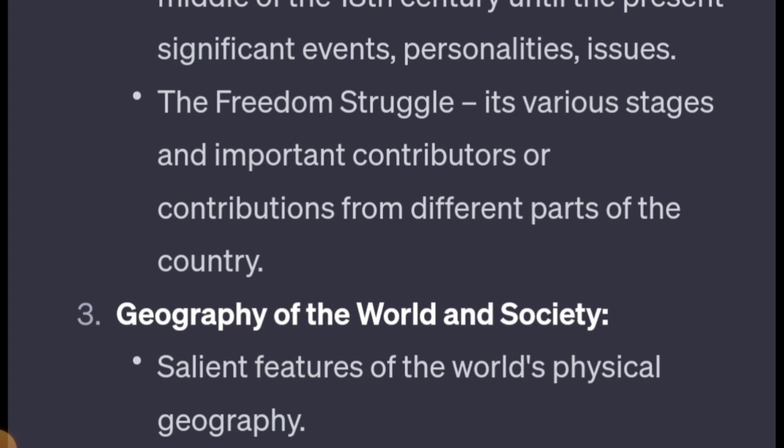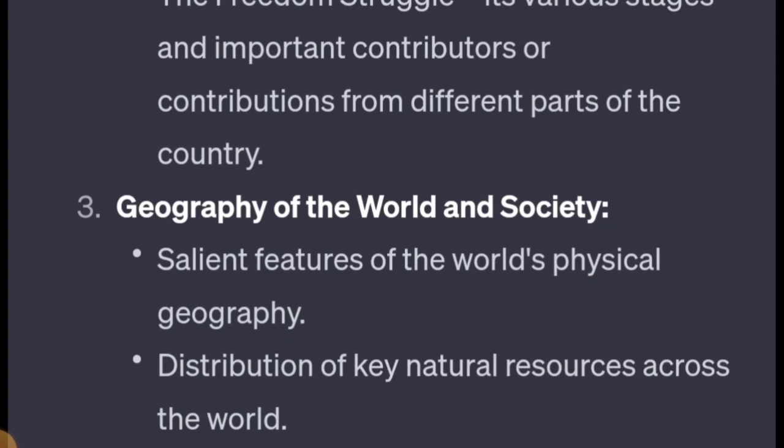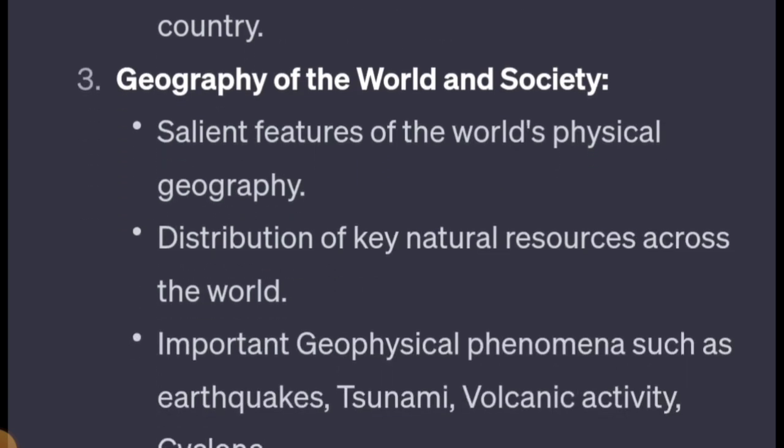Just look at everything from the helicopter perspective, so that you keep a big picture in your mind, because you will not be able to remember all the points. So make a big picture in your mind from a helicopter perspective, so that you can attempt questions in mains. And then there is the geography of the world and the society.